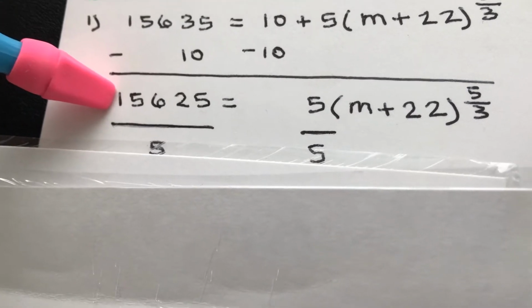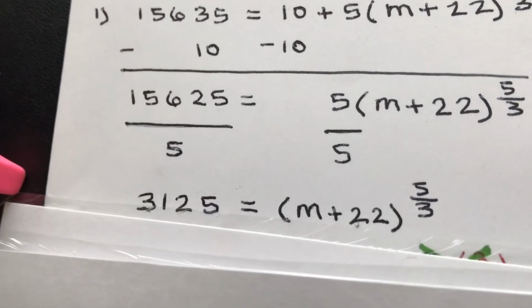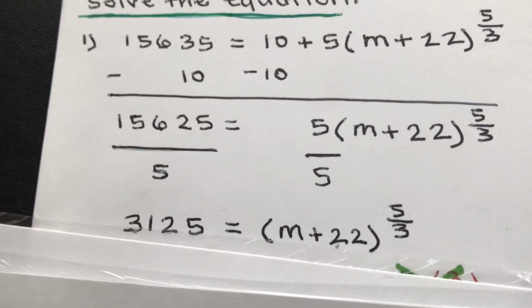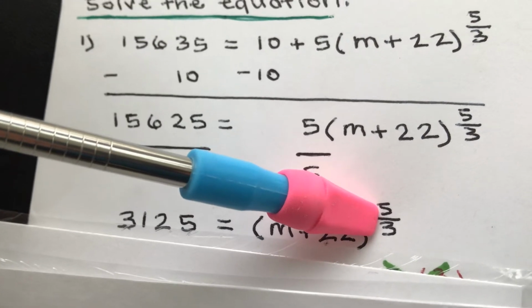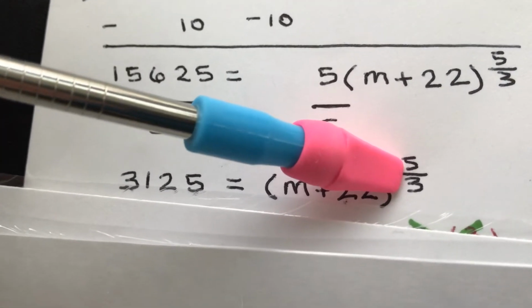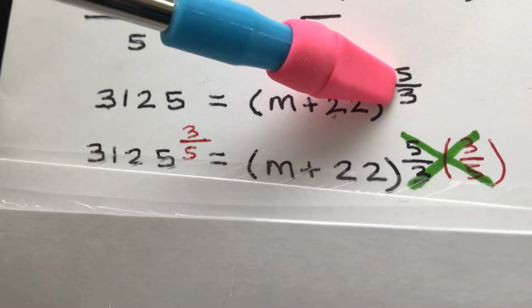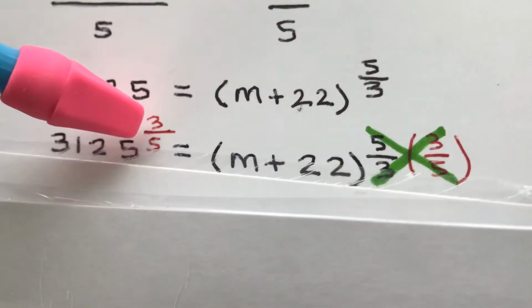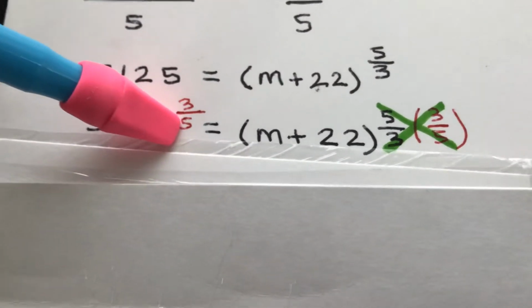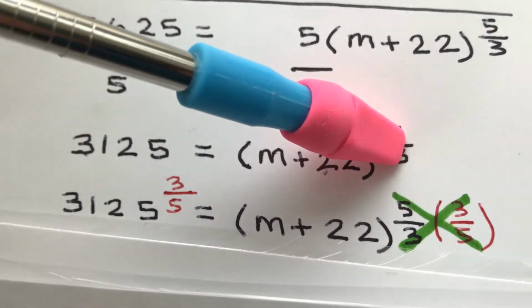Throw this in your calculator. 15,625 divided by 5 gives me 3,125. Now we've got that rational exponent, that little fraction. It's outside the parentheses. We need to get rid of it. So let's go ahead and do the reciprocal. Reciprocal of both sides. 5/3, so I'm going to put 3/5. Bottom number is 5. That's my index. So I'm going to rewrite it like this.